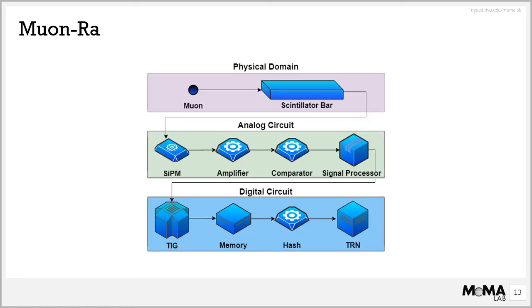Now I would like to briefly describe the methodology behind Muon-Ra. So our QRNG design can be observed in the schematic, and as you can see, we section this design in three different parts: those of the physical domain, the analog circuit, and the digital circuit. So the process begins with the muons passing through the scintillators. This causes them to emit light, which is then captured by the silicon photomultipliers.